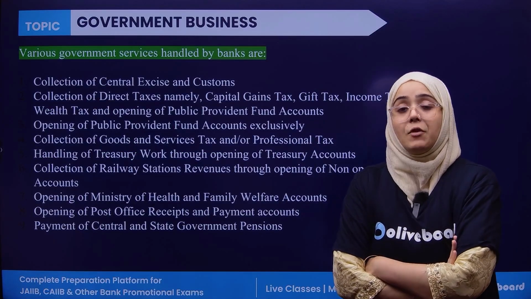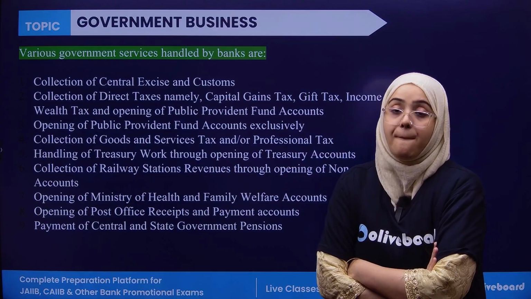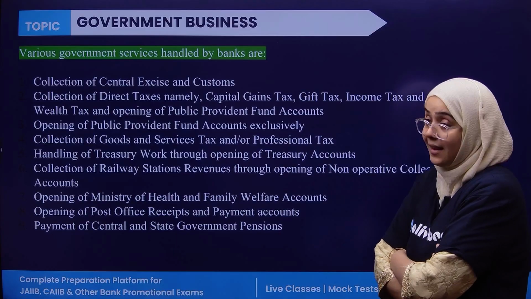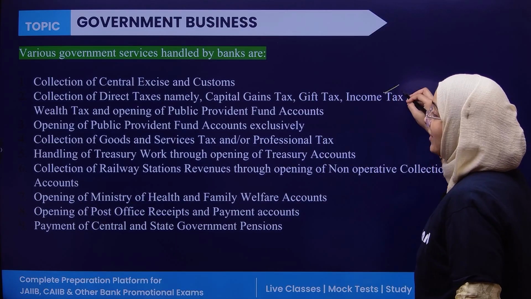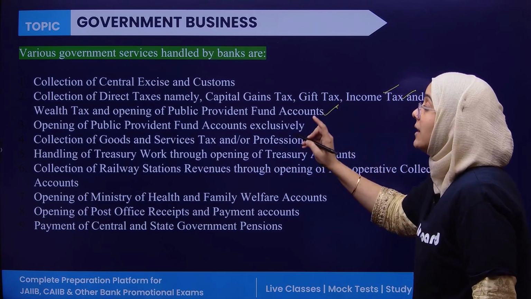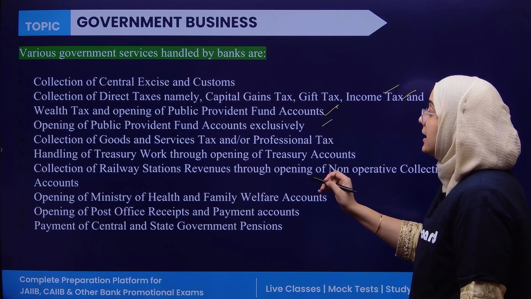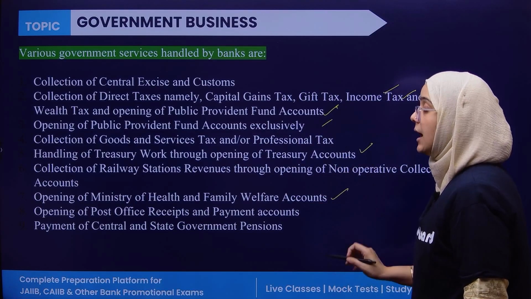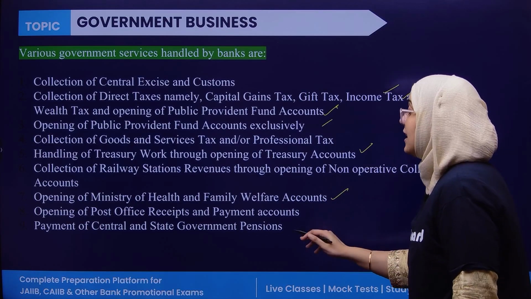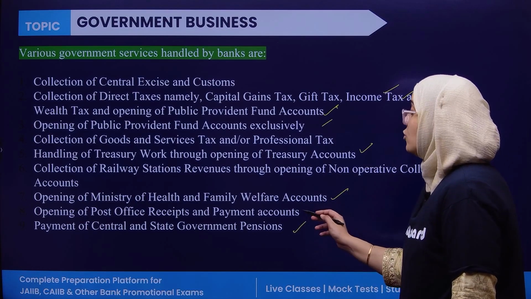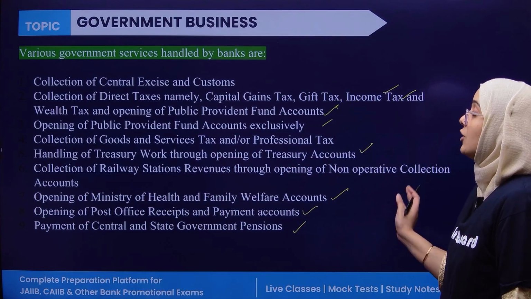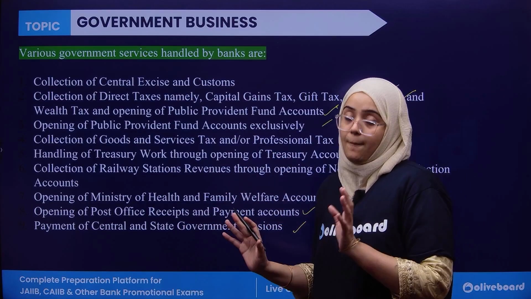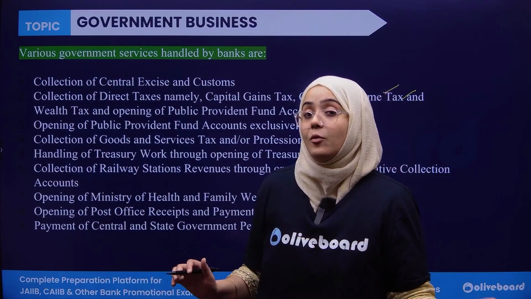Now, the last thing is government business. There are different government businesses which are managed by the bank. For example, a bank can collect central excise and customs. A bank can collect direct taxes also, wealth tax also. They can open public provident fund accounts also, handle treasury work also, open Ministry of Health and Family Welfare accounts also, make payments of any central or state government pension also, and payment to post office receipt and payment accounts also. So these are all the services of the government that are handled by the bank.